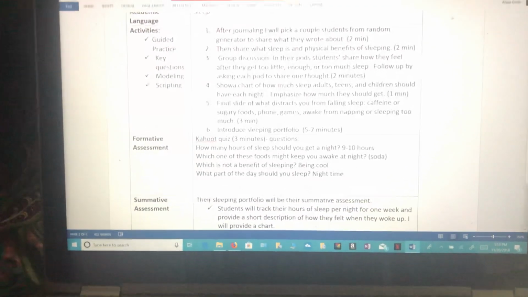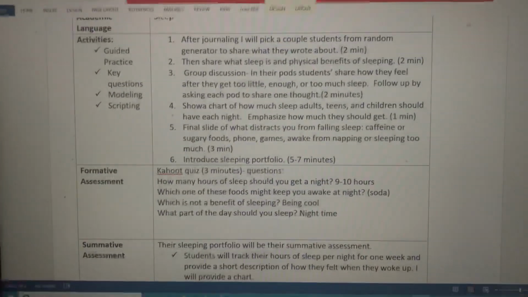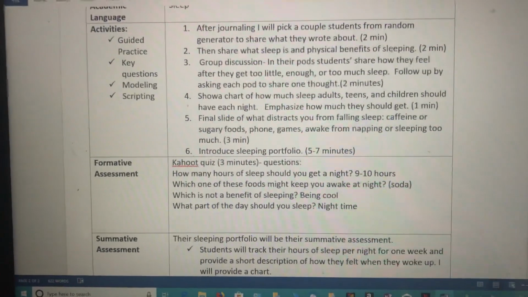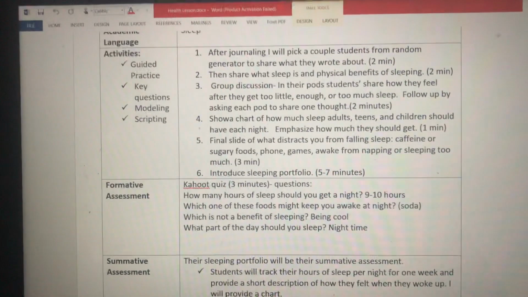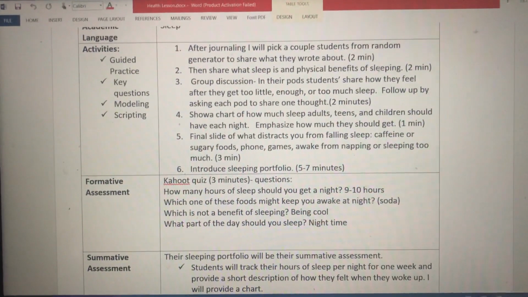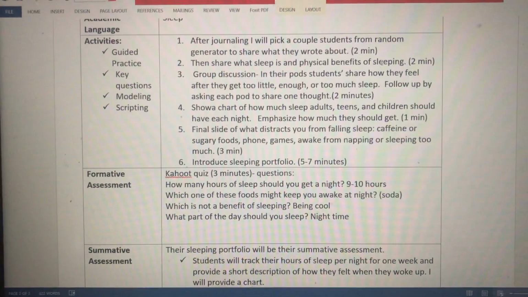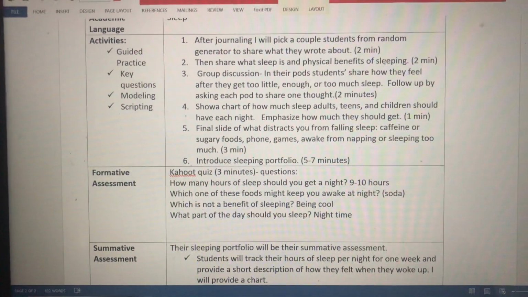Activities, it's pretty detailed here. So, zoom in. After journaling, I'll pick a couple students at random through a random generator to share what they wrote about, and then share what sleep is and the physical benefits of sleeping.